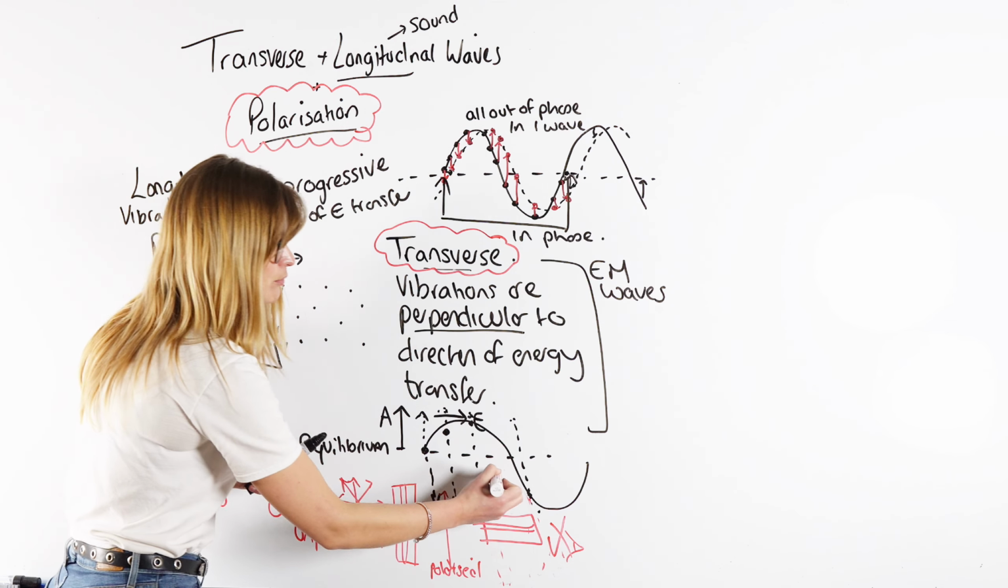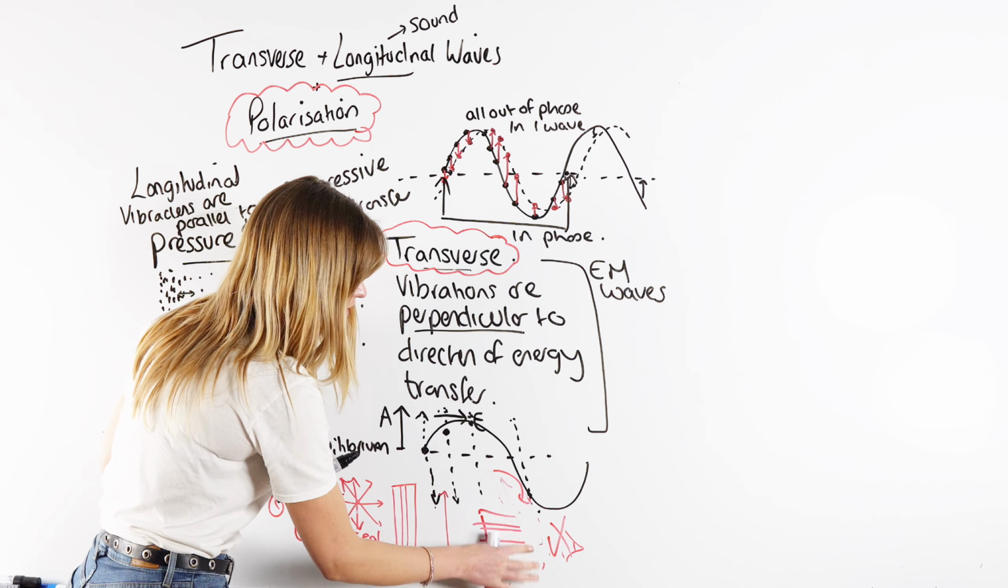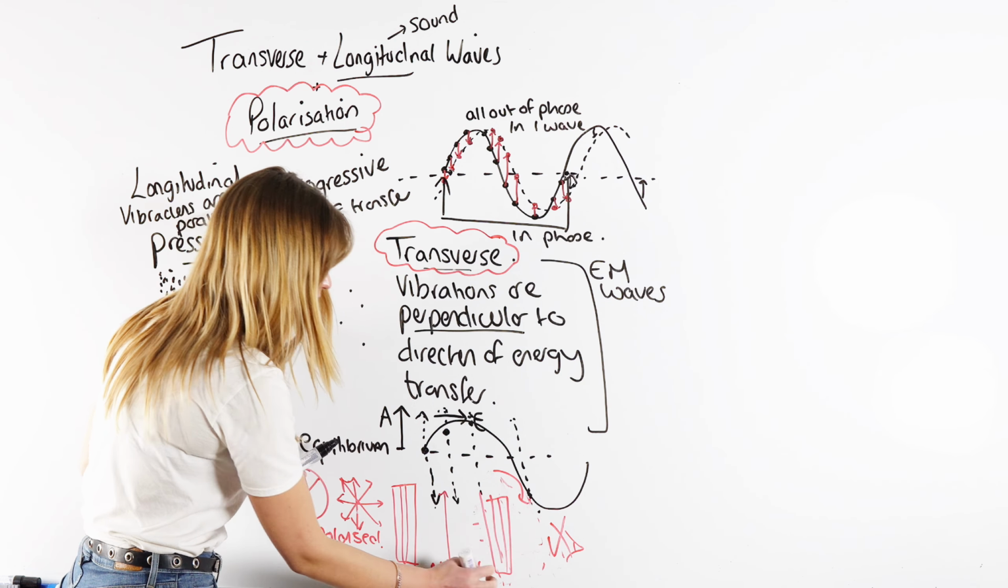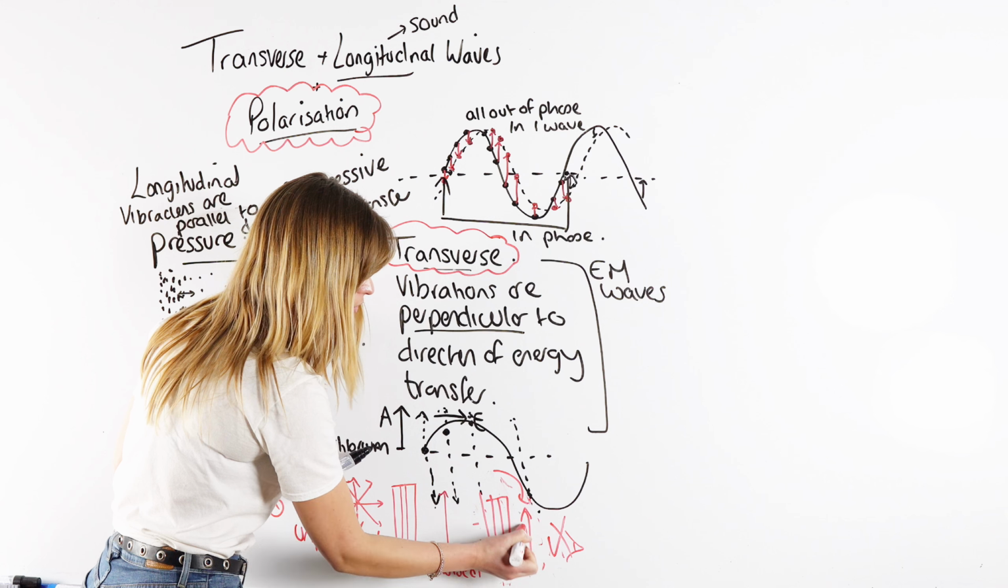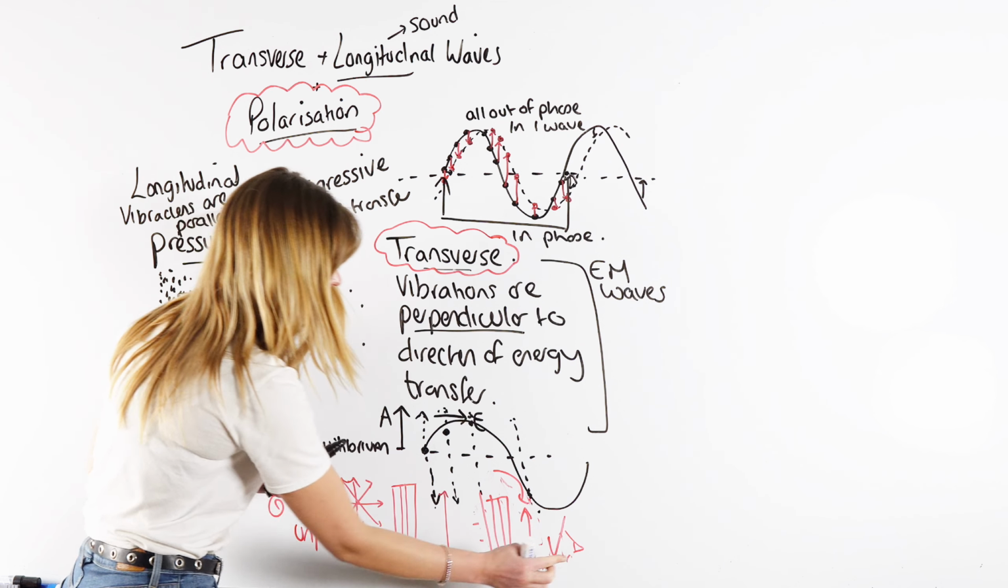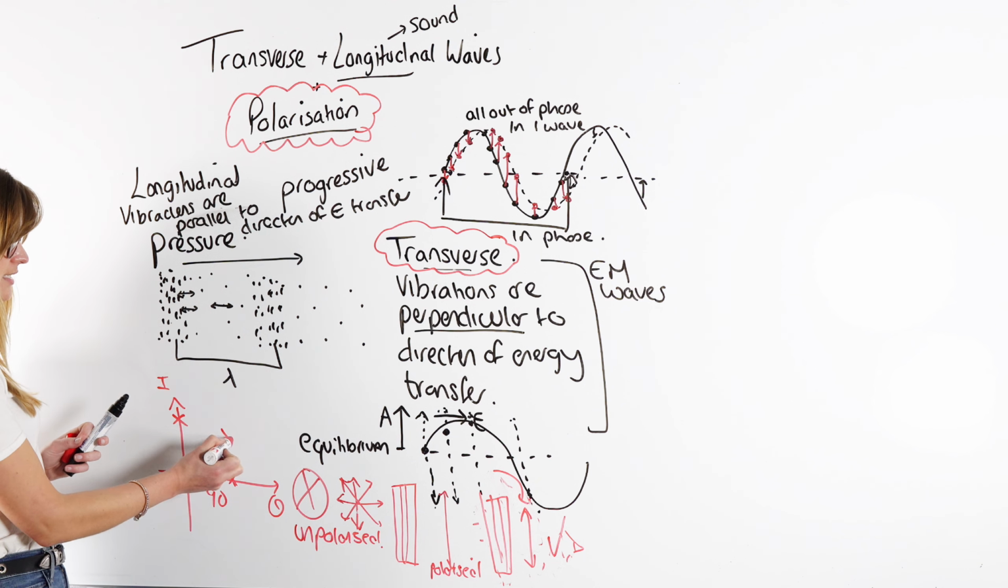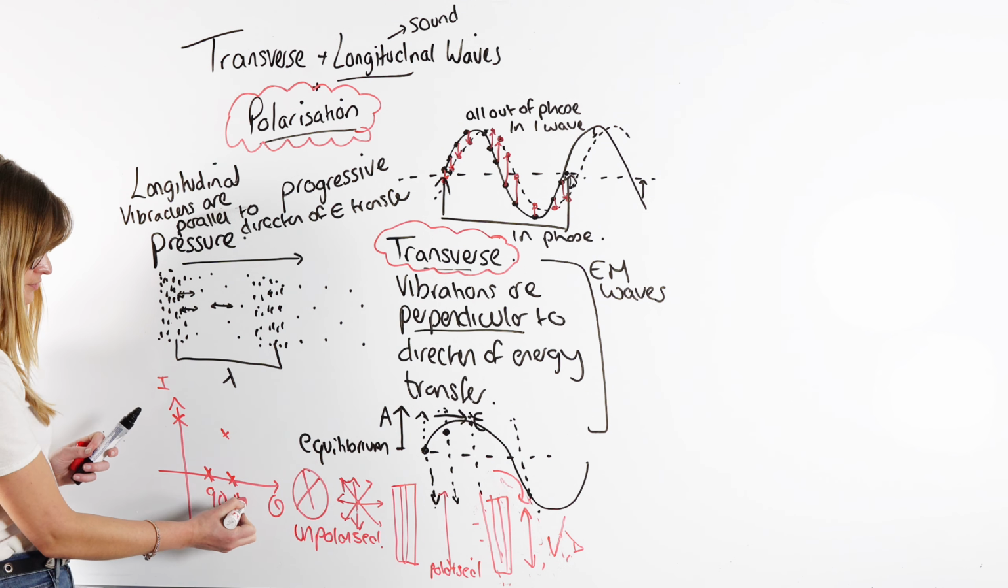Let's say I keep rotating it through. Let's do 180 degrees. Now it's just going to be upside down from what it was before, but it's still going to be vertical. So it's still going to let the vertical components through. So what I do now is I can see light. So at 180 degrees, I'm still going to see an intensity of light.